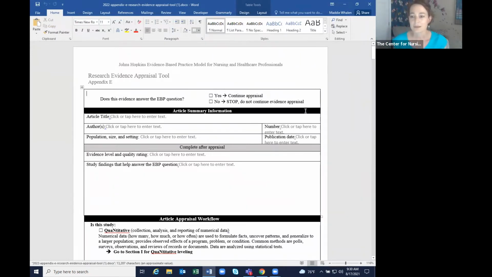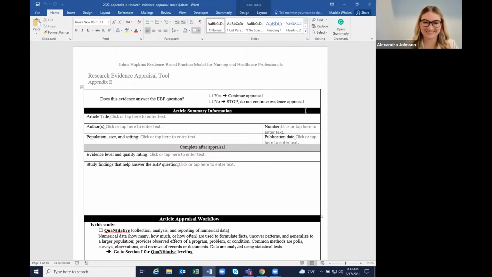All right, so here is our tool. Alex, were you able to go through and get all your yeses and nos and figure out what level and quality we were? I did, yes. Okay. So this is the tool that we're going to use. You can fill it out online or you can print it out.